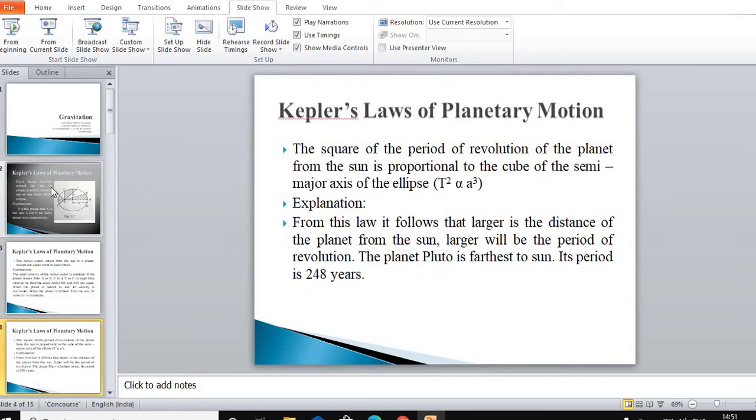The third law states that the square of the period of revolution of the planet around the sun is proportional to the cube of the semi-major axis of the ellipse. That is, T squared is proportional to a cubed. From this law, it follows that the larger the distance of the planet from the sun, the larger will be the period of revolution. The planet Pluto is farthest from the sun. Its period is 248 years.